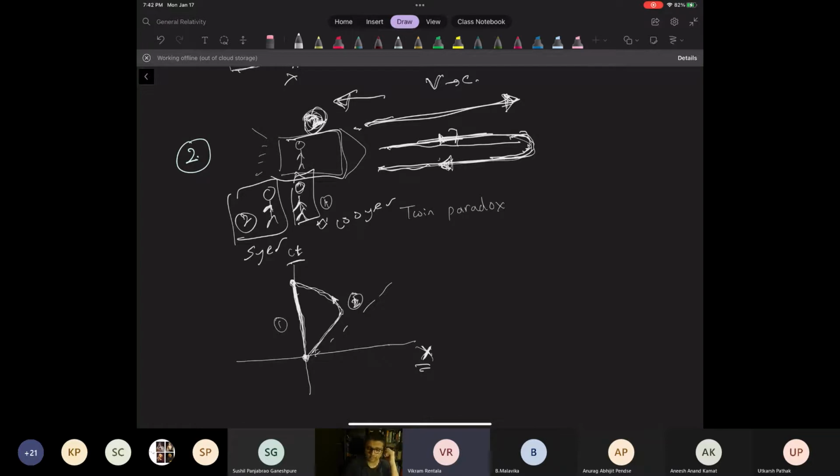Okay, now twin 2 basically experiences a proper time which is longer than that of twin 1. And proper time is something that everyone agrees on. Okay, so proper time is this. This is c squared d tau squared.